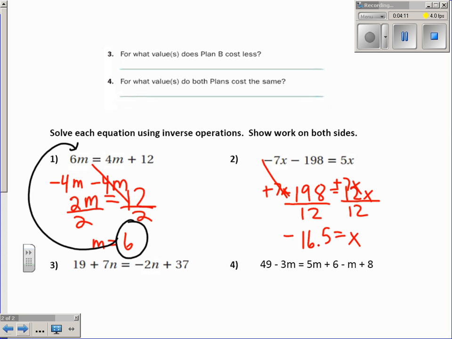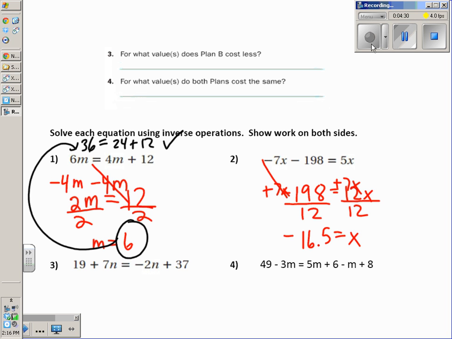So 6 times 6 is 36. And is that equal to 24 plus 12? It is, so that answer worked. If you were to go ahead and plug negative 16.5 in, what would we get here? I don't have time to do that math, but just trust that when you plug in the negative 16.5, you would get the right answer.